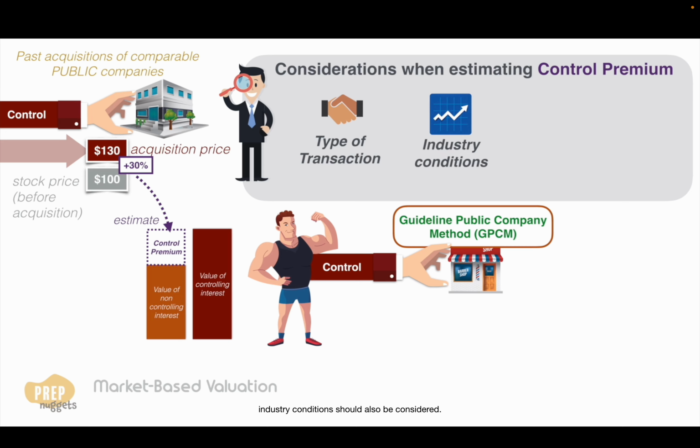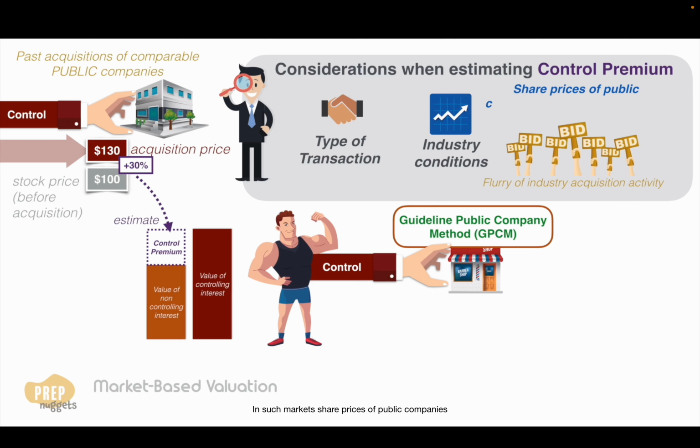Industry conditions should also be considered. Periodically, there is a flurry in industry acquisition activity, driving up acquisition prices. In such markets, share prices of public companies may already reflect some element of control premium, so adding a standard control premium to such share prices may overstate the appropriate premium for control.